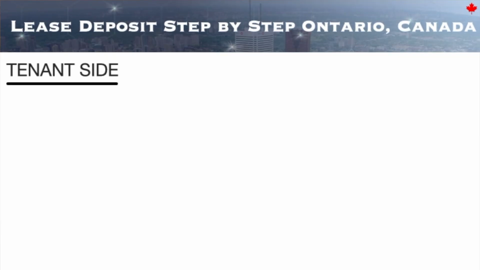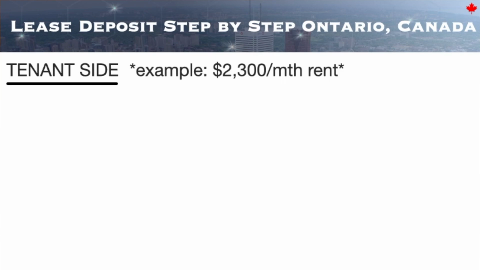Okay, so first the tenant side. Hypothetically, we just had a lease offer accepted and now we have 24 hours to get the deposit to the listing agent, essentially the listing brokerage. For this example, we're going to say our lease is a monthly lease of $2,300, and how it is written on the agreement to lease is first and last usually. So we're going to say for this example, our deposit is going to be double that at $4,600.